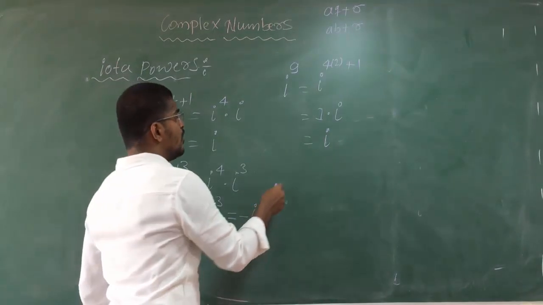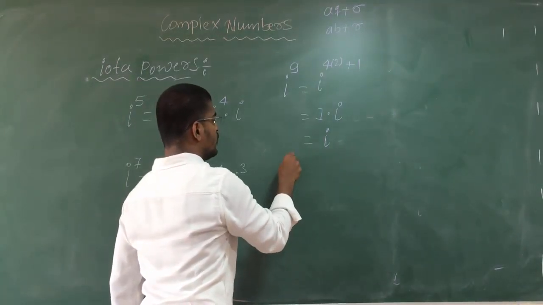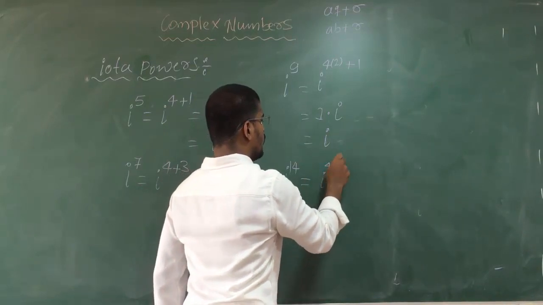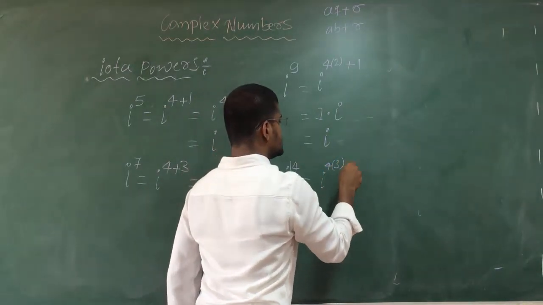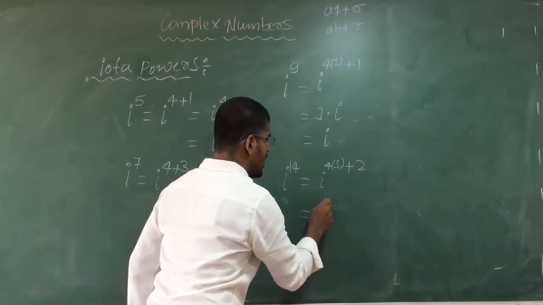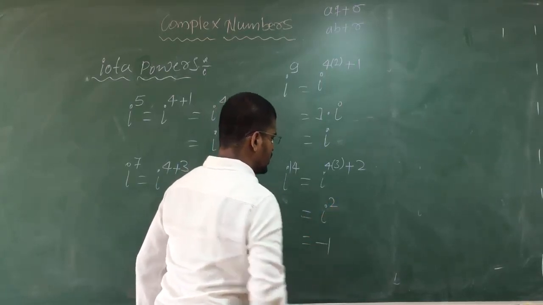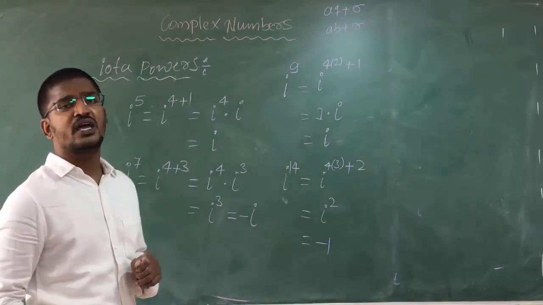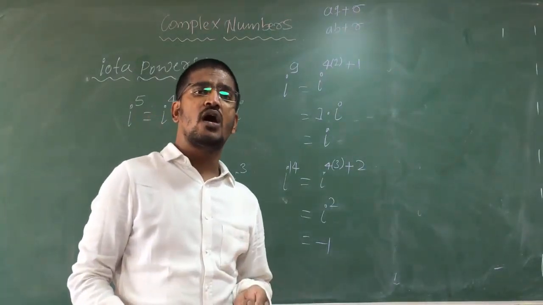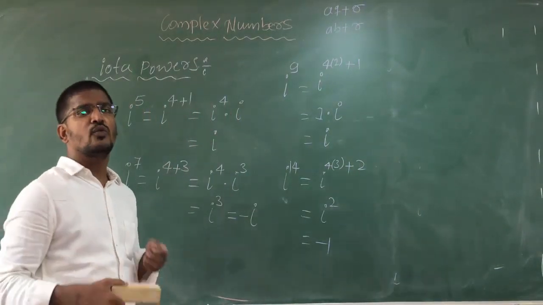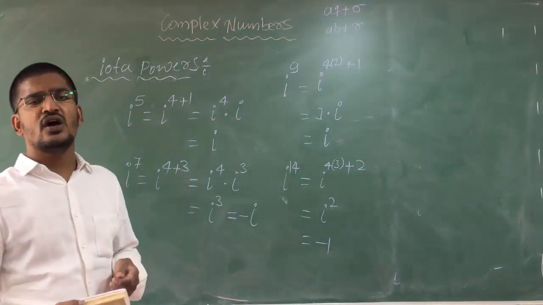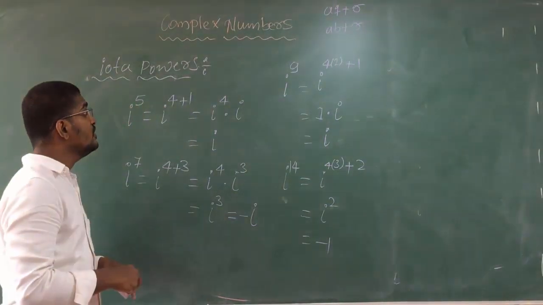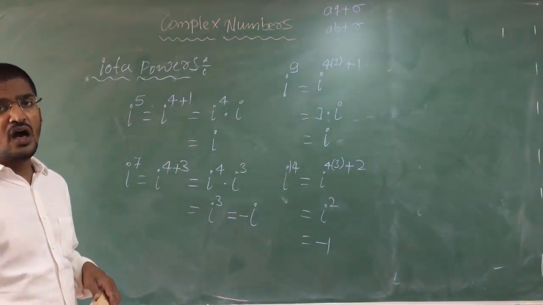Clear? Now what is i to the power of 14? Again the same. i to the power of 4 into 3 plus 2. So that is i square, which will be equal to minus 1. This is how you have to simplify the powers of iota, where i equals root of minus 1. I think you are getting my points which I am explaining one by one. Clear? So this is what iota powers are.